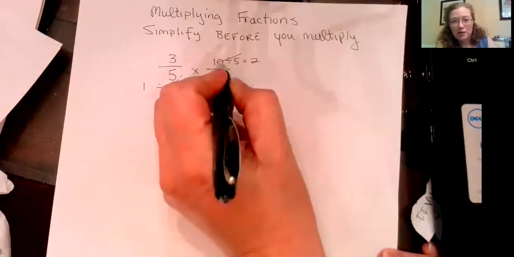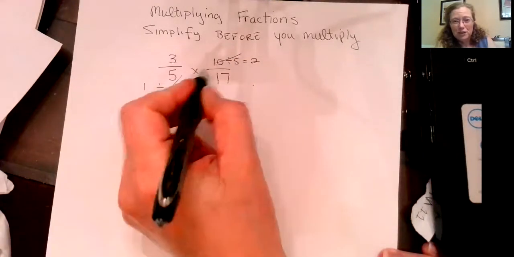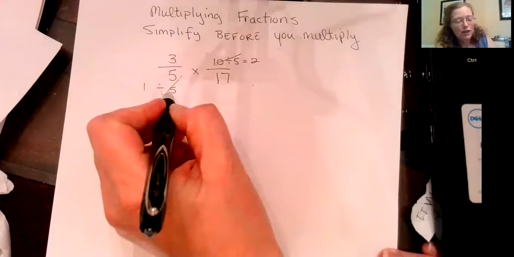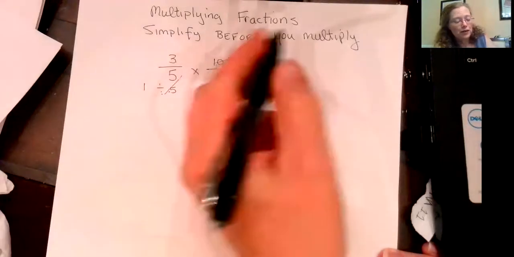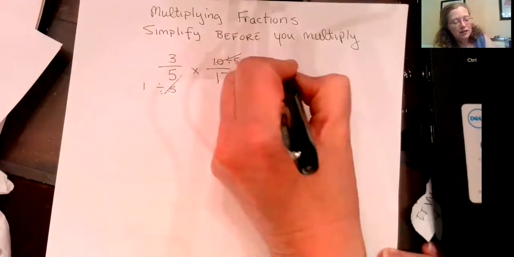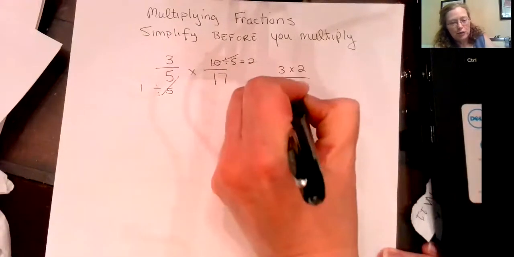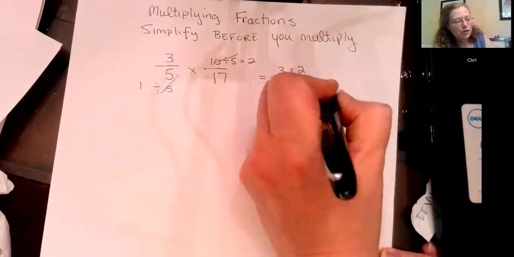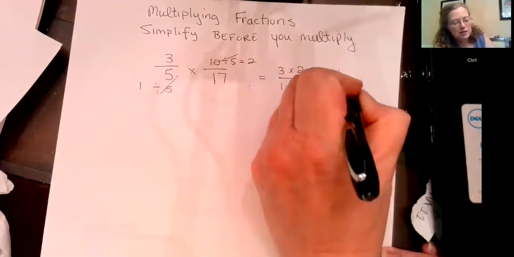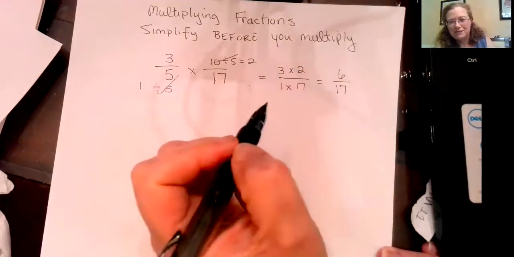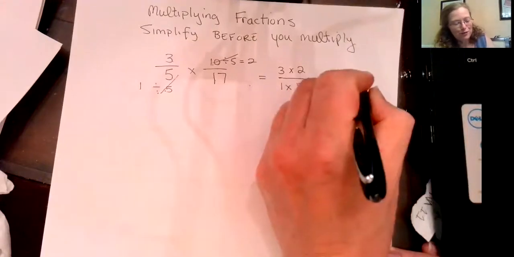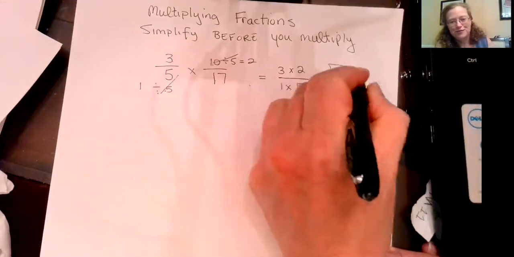If a number on top and a number on bottom can be simplified this way, go ahead and try to do that before you multiply. Then you multiply across the top and you multiply across the bottom. We're left then with 6 over 17. And again, 17 is a prime number, so I know I'm definitely done there.